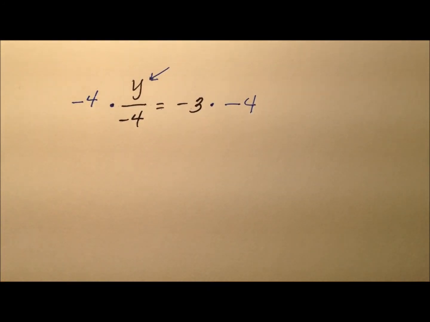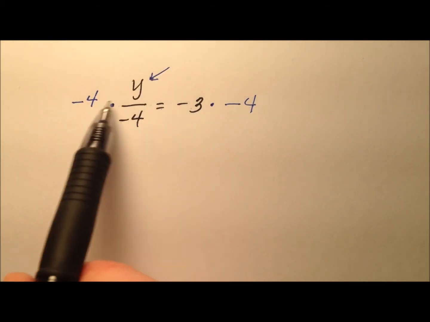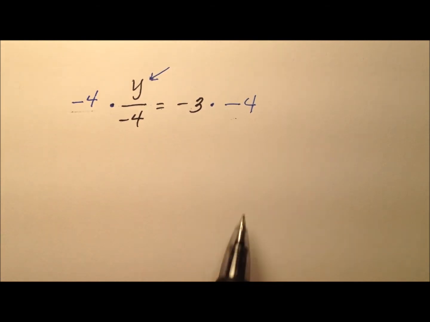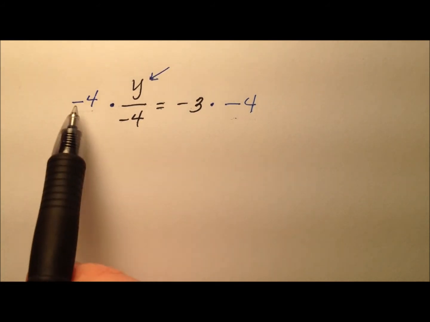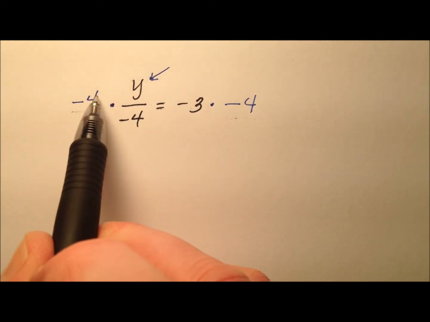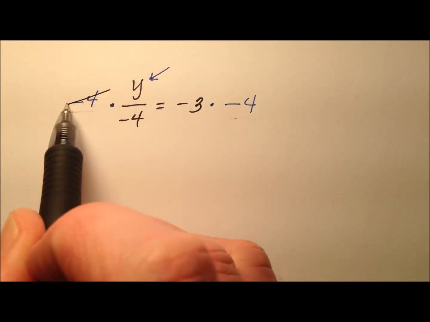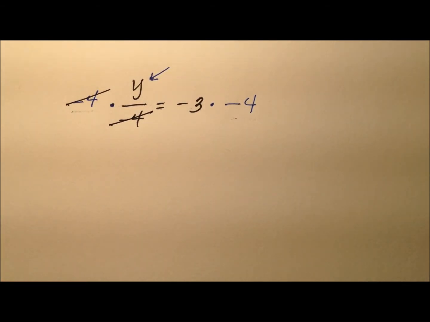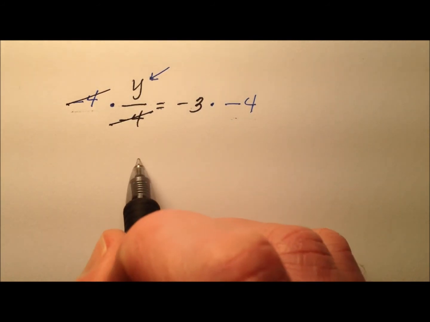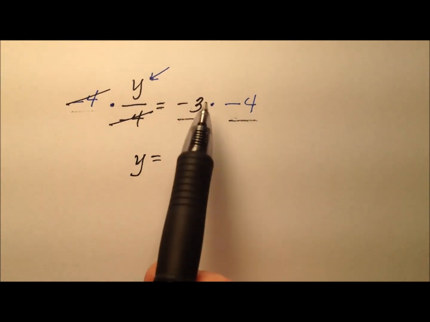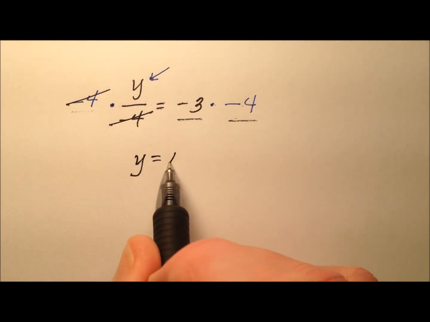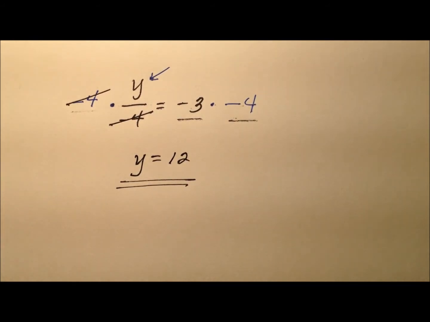This is called the multiplication property of equality, and it just states that if I multiply one side of an equation by a value, I need to also multiply the other side by that same value to keep everything nice and equal. So on this left side, the multiplication by negative 4 and the division by negative 4 cancel each other out, leaving us with just a 1 or a 1y. Or just y. And so y equals, and we just need to do this multiplication. Negative 3 times negative 4 is a positive 12. So in this case, the value for y will be positive 12.